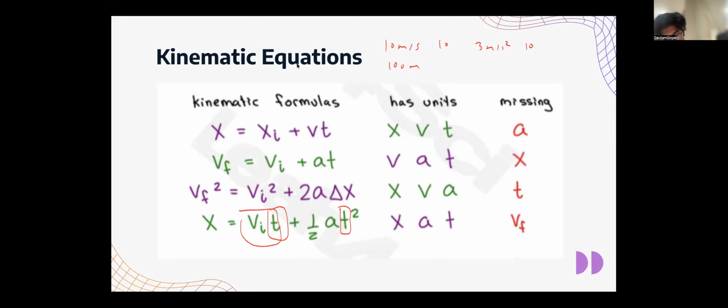We do the 100 meters we got from the beginning plus 1/2 of the 3 meters per second squared he's accelerating times the 10 seconds squared, right? So if you do the math, you get 250 meters, right? Because 3 times 1/2 times 100 is 150, plus the 100 meters he's going initially, right?